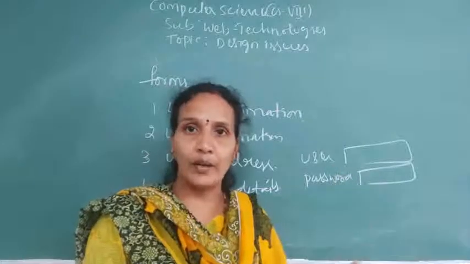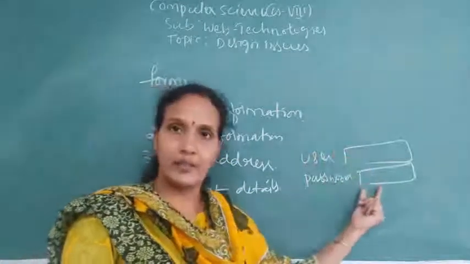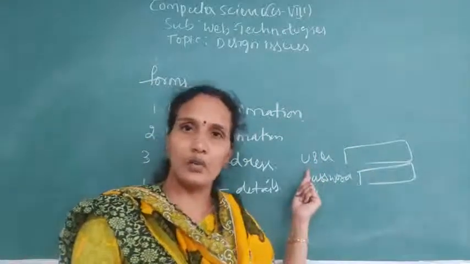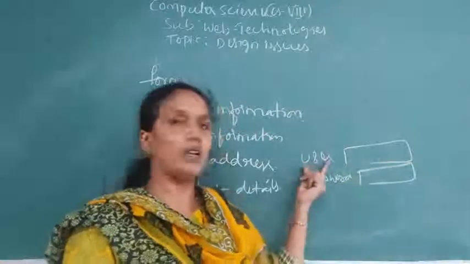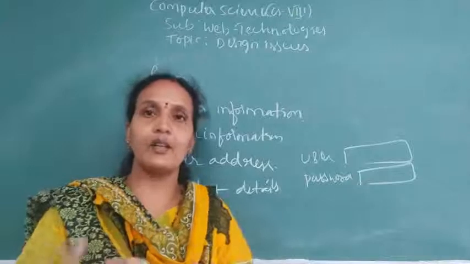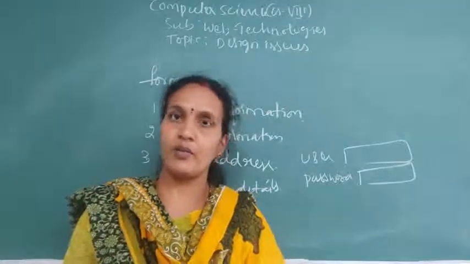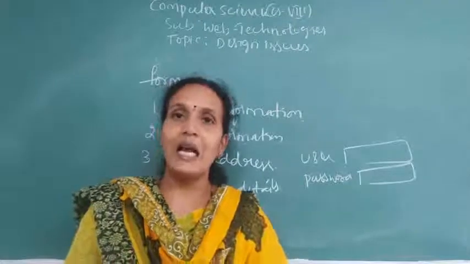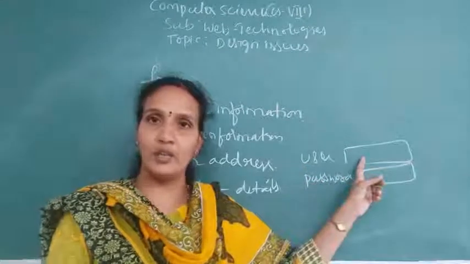And one more point is, whatever information you are collecting, based on that you give the label. For example, here you want a father name, but here you are giving a student name. It is not the correct method to design a form. Whatever information you are collecting, according to that you should give the label, you should give the input control.